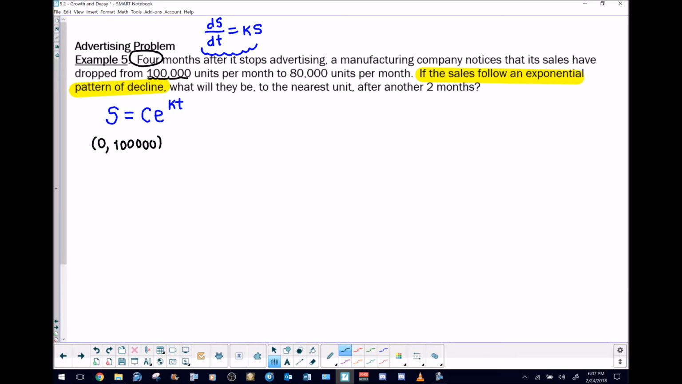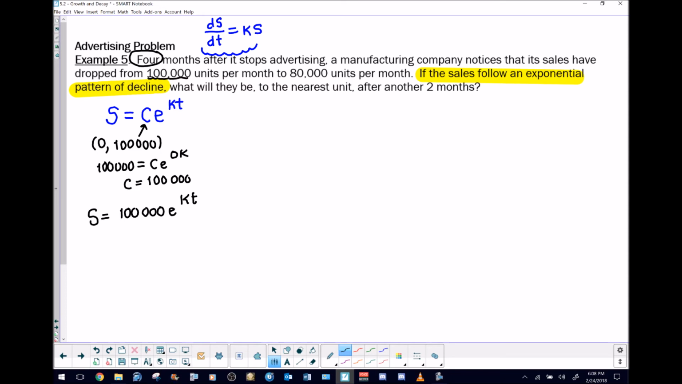Now, you could probably see that the 100,000 is definitely going to be the value of C, but if you don't see that, you could simply plug in the 100,000 for the S and the 0 for the T, and you would find out that e to the 0 is 1, and that just produces C equal to 100,000, which is pretty much confirming our thoughts. So our equation takes on a slightly different look now. It's now 100,000 e to the KT.